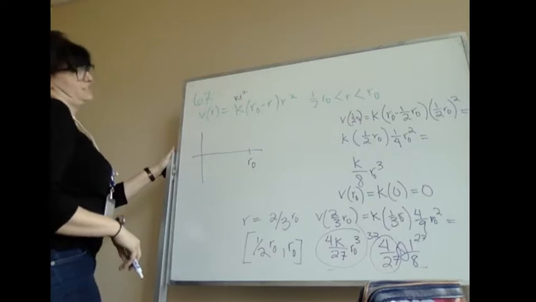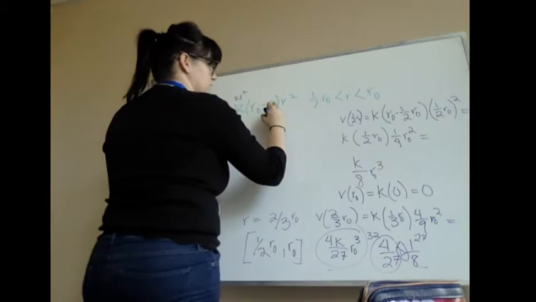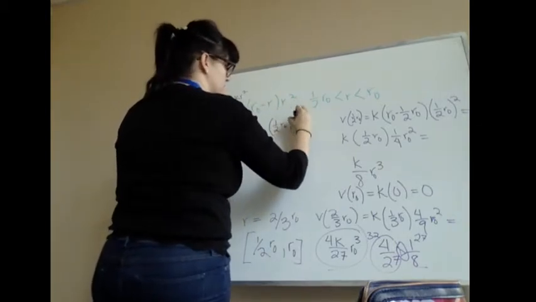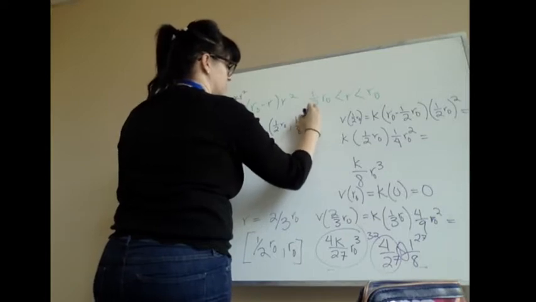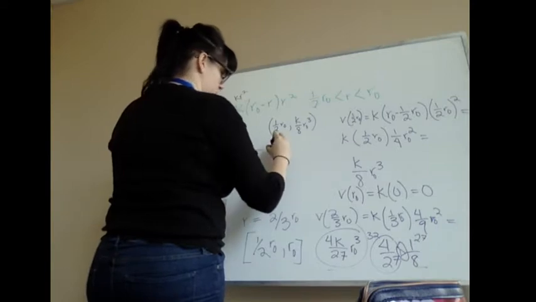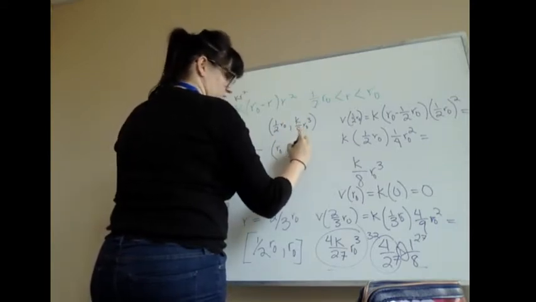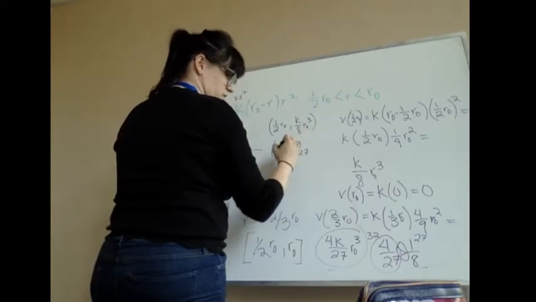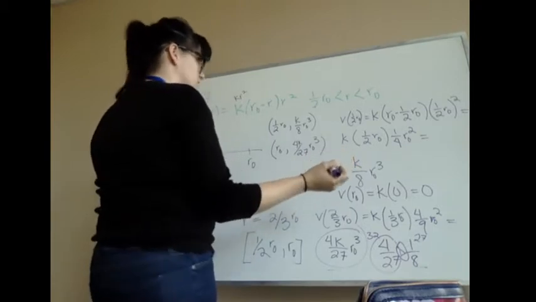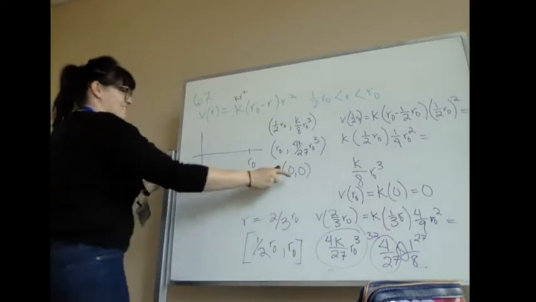Okay. So we know we have a point 1/2 R naught, K over 8 R naught cubed. And we have the point R naught, 4/27, 4K over 27 R naught cubed. And we have the point 0, 0.